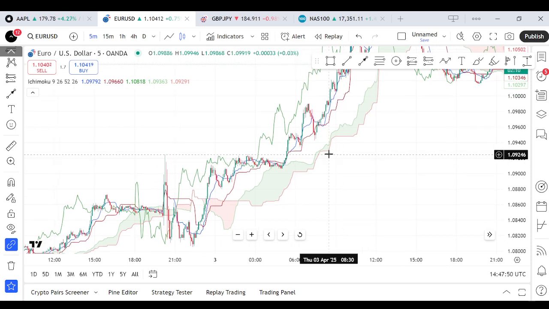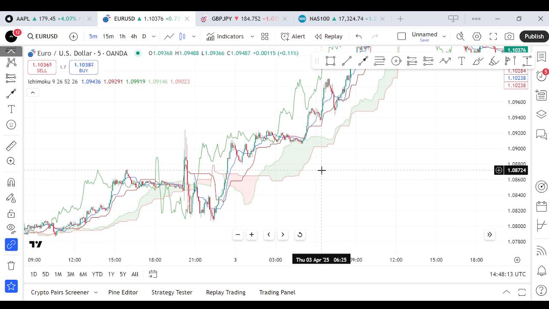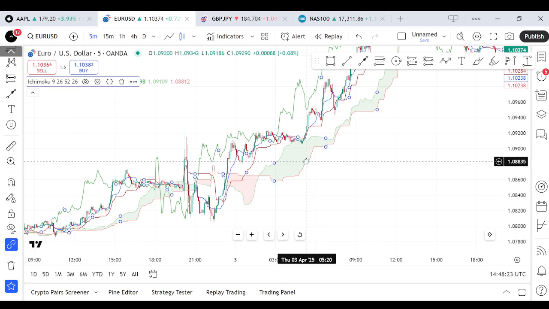First of all, we'll talk about the Ichimoku Cloud and then we'll get down to the strategy. So the Ichimoku scalping strategy is a method that combines the Ichimoku indicator with the fast-paced nature of scalping to identify short-term trading opportunities. This strategy uses the Ichimoku Cloud, which is a multifunctional tool that provides insights into trend direction, support and resistance levels, and market momentum. It is particularly effective for traders who need quick, actionable signals in volatile markets.